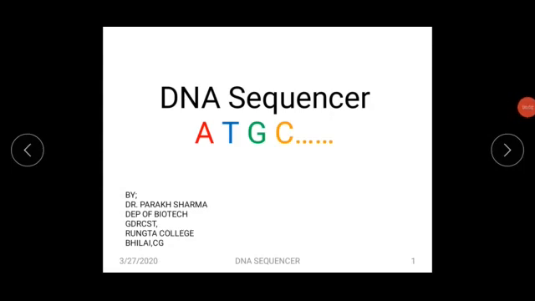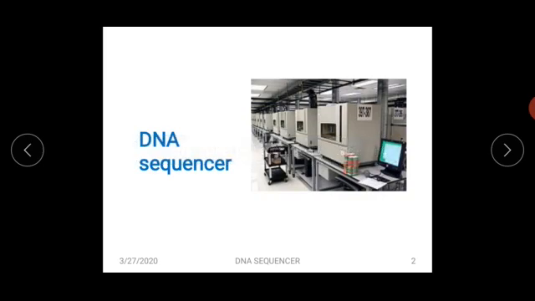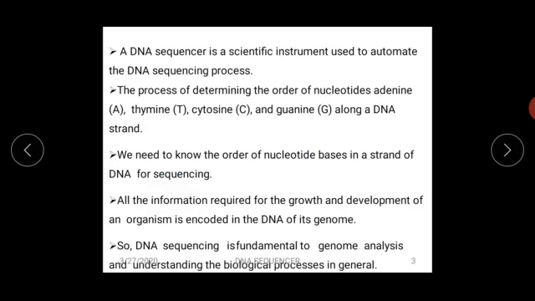Today we are going to learn about the instrument called the DNA sequencer. The DNA sequencer is an automated instrument which is used to understand the sequence pattern of the DNA. Our DNA is made up of 4 bases or nucleotides, which are known as adenine, thymine, cytosine and guanine.